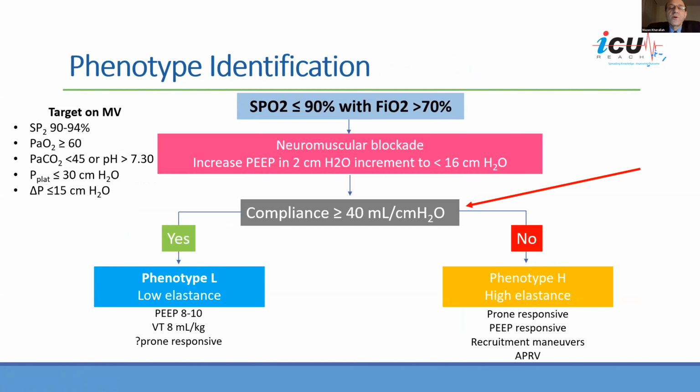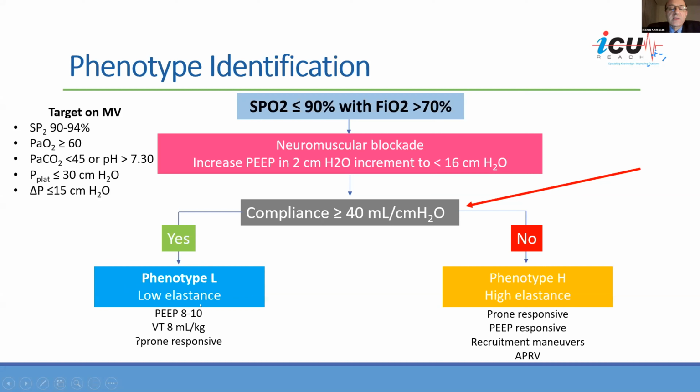And then we identify the phenotype. So those patients, if they require higher FiO2, we may put them on neuromuscular blockade. And if we need to increase the PEEP, we increase it in increments of 2 centimeters of water, but we don't go higher than 16 centimeters of water. And we check for the compliance. If the compliance is more than 40 ml per centimeter of water, that means they are phenotype L. If the compliance is less than 40 milliliter per centimeter of water, that means they are phenotype H.